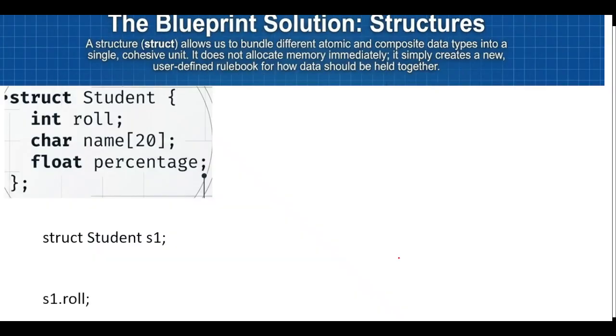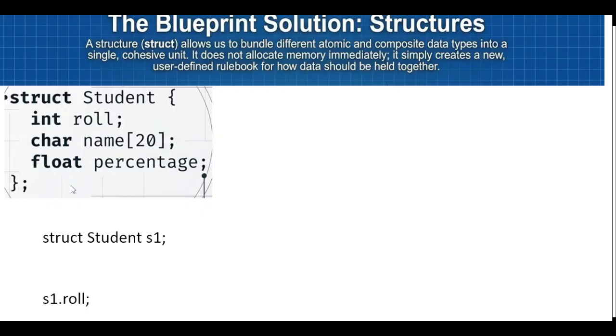So how to create a structure? How to declare a structure? To declare a structure, I will use the struct keyword. Student is the name for this structure. For this student, I will store the roll number, name and the percentage, each declared with its corresponding data type. The structure is terminated here with the help of a semicolon.